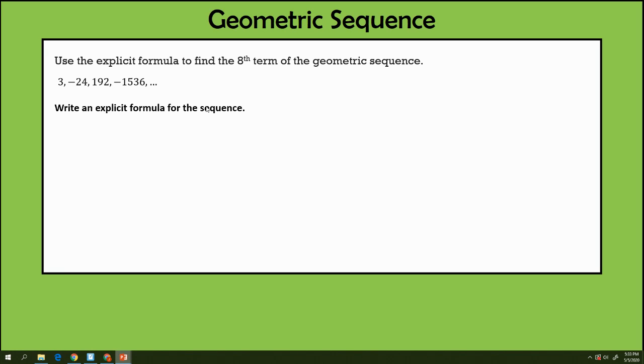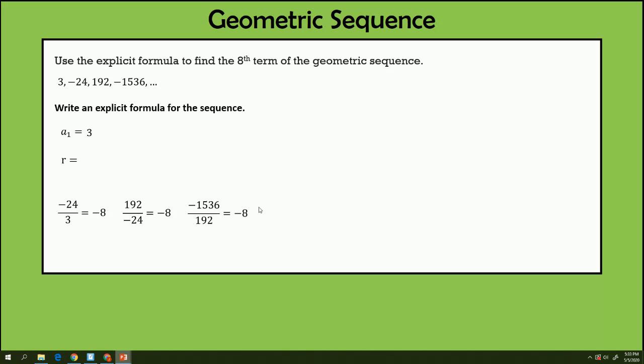All right, so write an explicit formula for the sequence. You need to know two things. You got to know the a sub 1, the first term of the sequence, and you got to know the common ratio. A sub 1 simple enough, that's 3. How do I find my common ratio? I divide each term by its previous. So -24 divided by 3 is -8. 192 divided by -24 is -8.